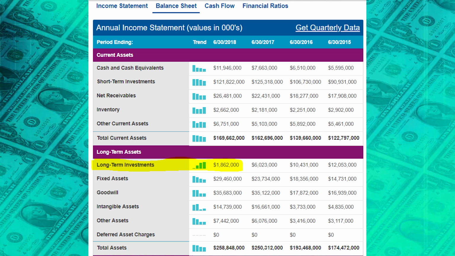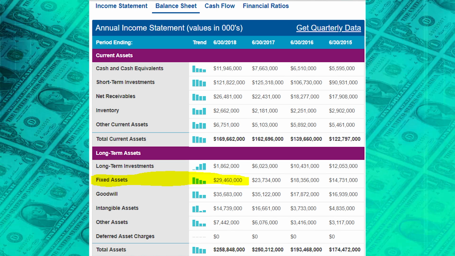But okay, first up here in the category, we have long-term investments at almost 2 billion. And again, this is just investments that they plan to hold for at least 12 months and maybe much longer. Next, we have fixed assets at almost 30 billion. Now, fixed assets can be things like land or buildings. So obviously, you're not going to be converting those into cash within a year.